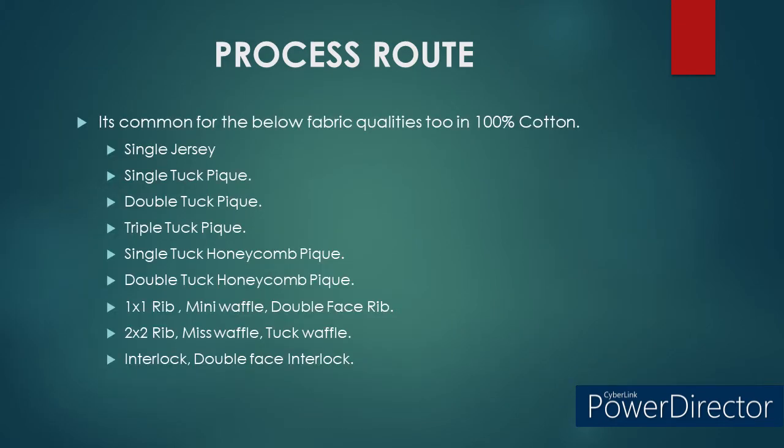This process route and costing methodology is common for the following fabric qualities in 100% cotton content: single jersey, single tuck PQ, double tuck PQ, triple tuck PQ, single tuck honeycomb PQ, double tuck honeycomb PQ, 1x1 rib, 2x2 rib, mini waffle, miss waffle, tuck waffle, flat back rib, double face rib, interlock, double face interlock. The only differentiation here is that the knitting cost needs to be considered based on the fabric quality we knit.